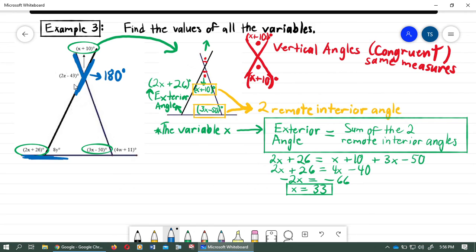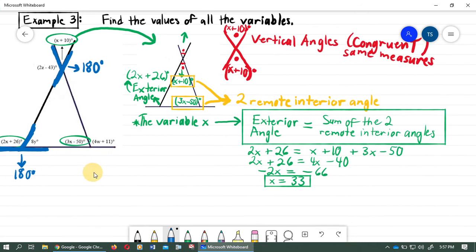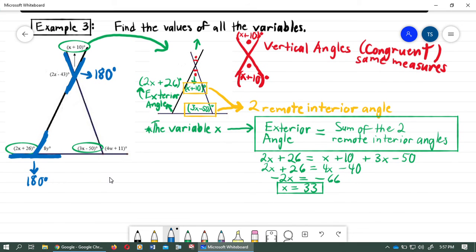And then, folks, it works the same way. We've got these two angles down here that are also forming a straight line, a linear pair, and their measurements add to 180 degrees. So we're going to need to plug in the value of x into this expression, 2x plus 26. When we do that, that'll tell us what the measurement of that angle is. And then we can use that to solve for y.